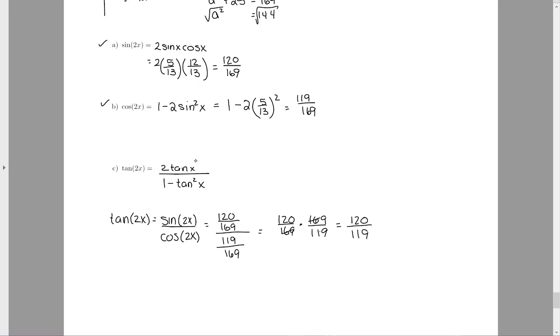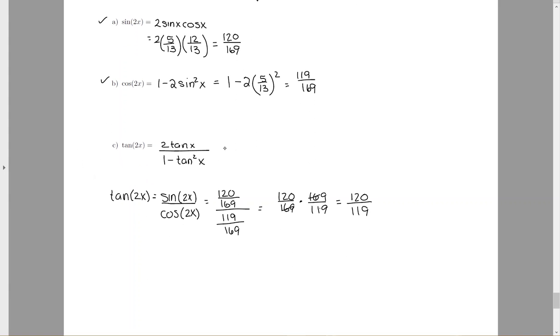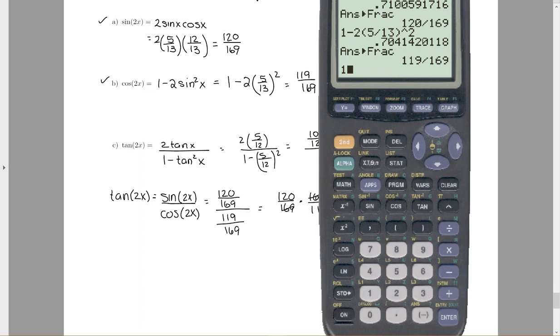You're going to get the same ratio if you plug in tangent, which is opposite over adjacent, 5/12. So I'm going to have 2 times 5/12 over 1 minus 5/12 squared. It's just going to take a little bit of doing here. Compute the numerator, 10/12. Compute the denominator, and this is where I would just flop it into the calculator. 1 minus 5 divided by 12 squared. Watch your parentheses here. Math, enter. 119 over 144.